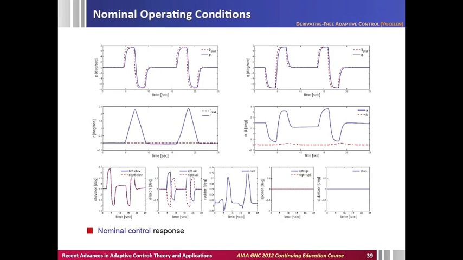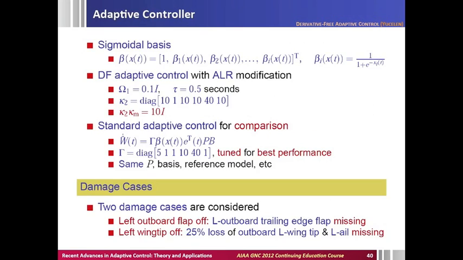So when everything is perfect, no uncertainties, no adaptation, this is the roll rate response, this is the pitch rate response, yaw rate, angle of attack, sideslip, and elevator, aileron, rudder, spoiler. Basically, the adaptive controller uses those. So everything ideally should look like this without any uncertainties.